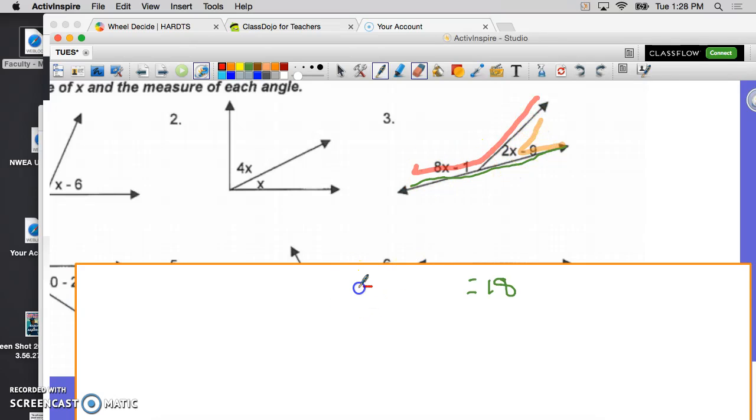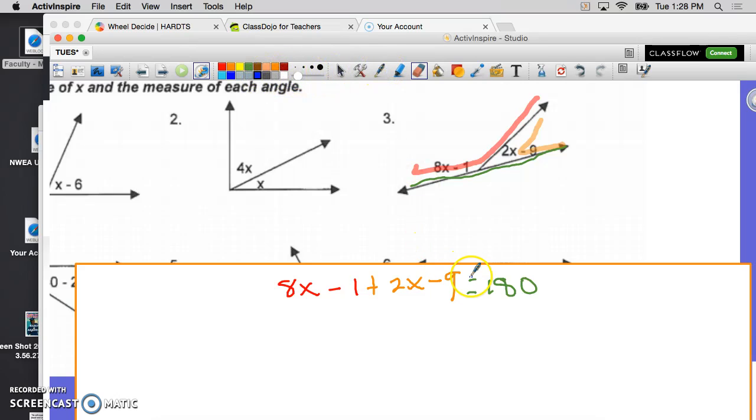This angle, which is 8x minus 1, plus this angle, 2x minus 9, equals 180. Not 18, 180. All right, so let's get to solving.